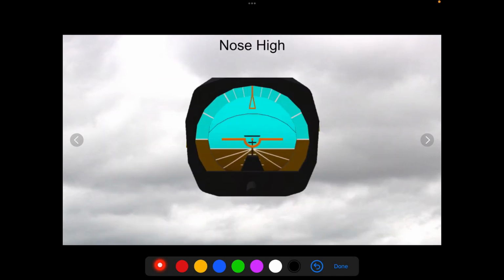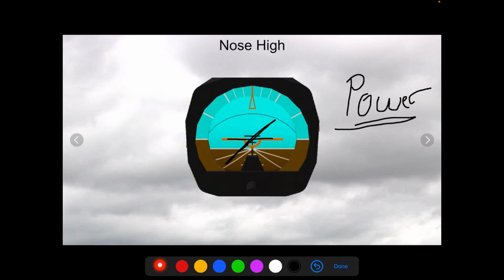So what do you do once you've diagnosed these different conditions? Well, to recover from a nose high attitude, you usually want to simultaneously add full power while leveling the wings. In this case, the wings are already level, but if they were not, we would want to level the wings and add full power when we have a nose high unusual attitude. And eventually we would lower the nose to the horizon with the yoke. But first, we want to make sure we get that power in when we have a nose high attitude, so we're not at risk of stalling out.